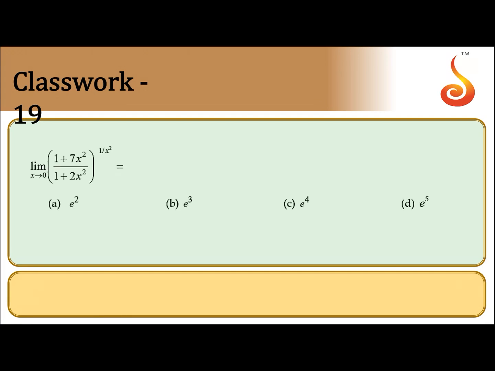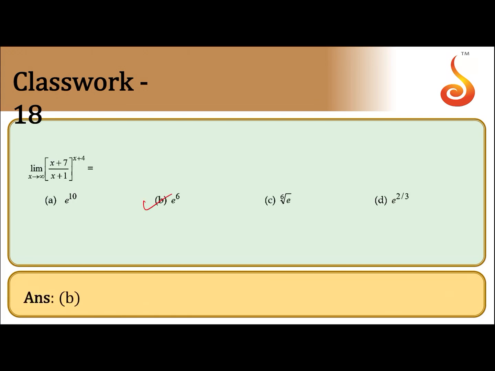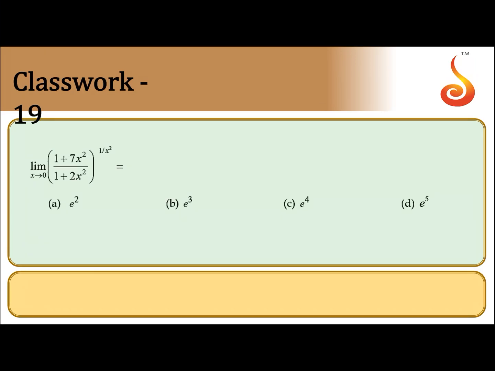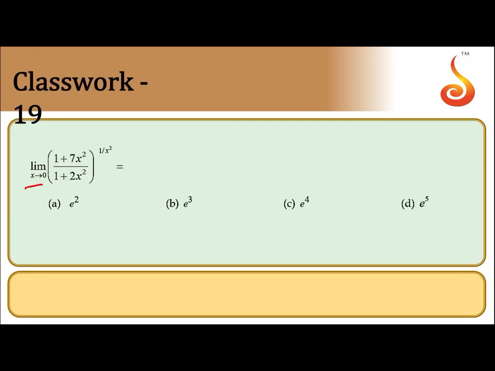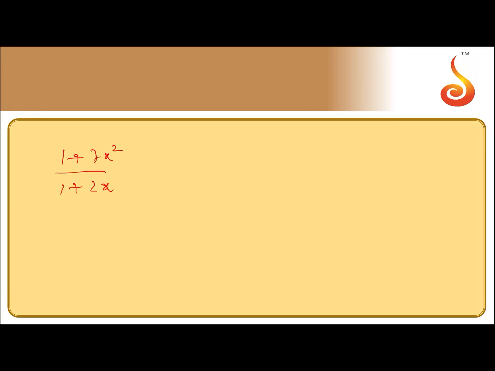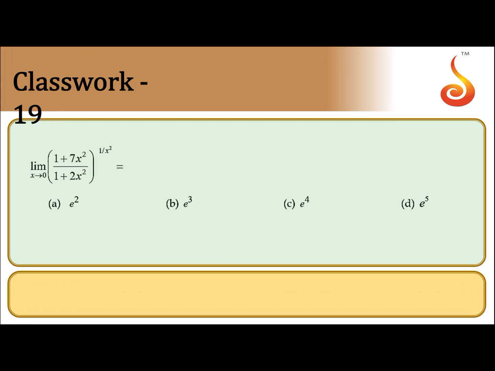Coming to the 19th one. In the same lines, in the previous problem x extends to infinity, here x extends to 0. It is a similar formula for this one, so you can apply e to the power of 7 minus 2, e power 5. So the answer is e power 5. Yes, correct. 1 plus 7x square divided by 1 plus 2x square, to the power of 1 by x square. Therefore e power 7 minus 2, so the answer is e power 5.